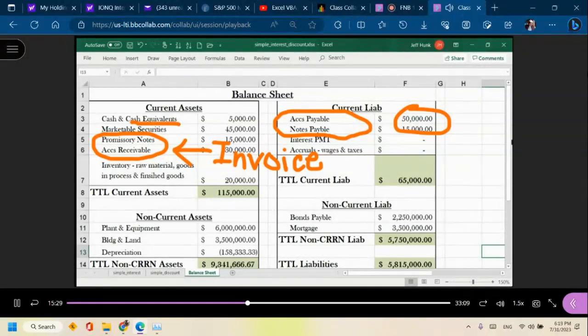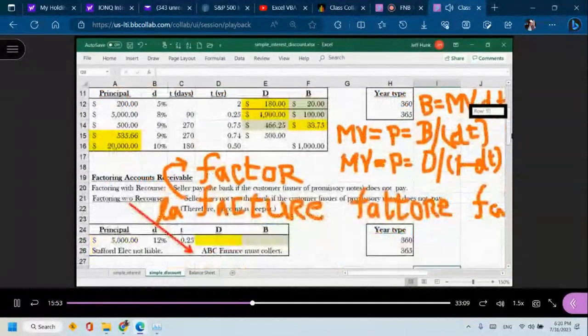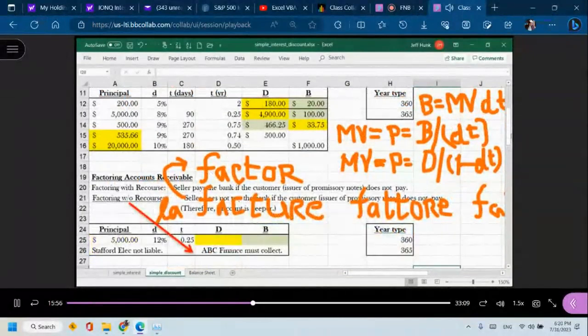Or, to facilitate prompt payment, they generally give something like a discount for early payment. But anyway, the physical proof of accounts receivable is the invoice. And then, remember, what does factor mean? Invoice. So factoring, I told you, what is factoring?